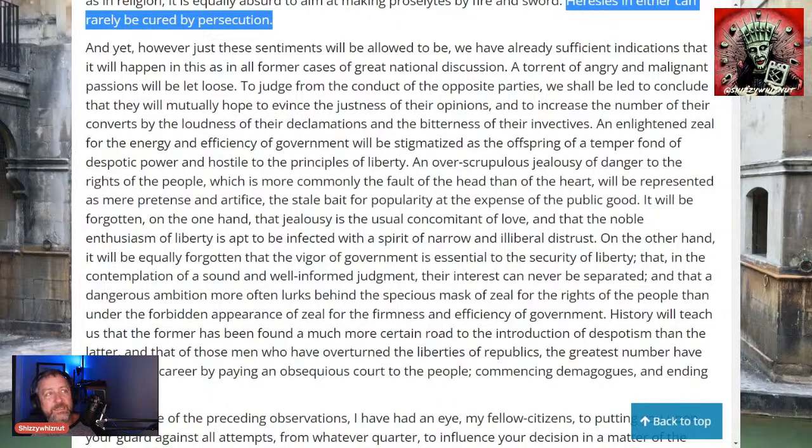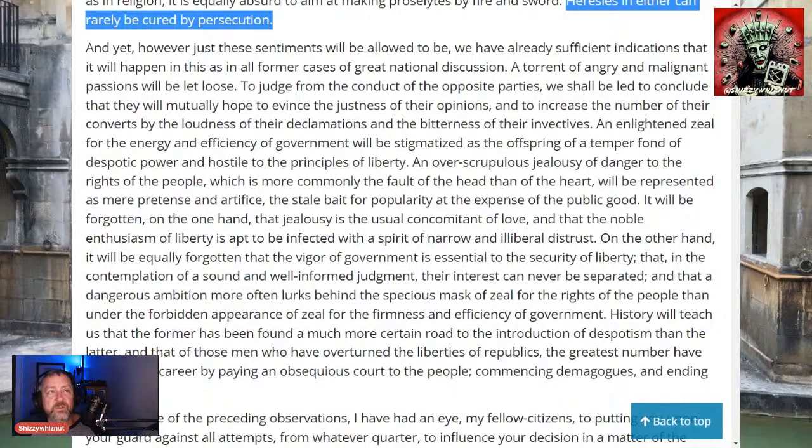An enlightened zeal for the energy and efficiency of government will be stigmatized as the offspring of a temper fond of despotic power and hostile to the principles of liberty. An over-scrupulous jealousy of danger to the rights of the people, which is more commonly the fault of the head than of the heart, will be represented as mere pretense and artifice, the stale bait for popularity at the expense of the public good.